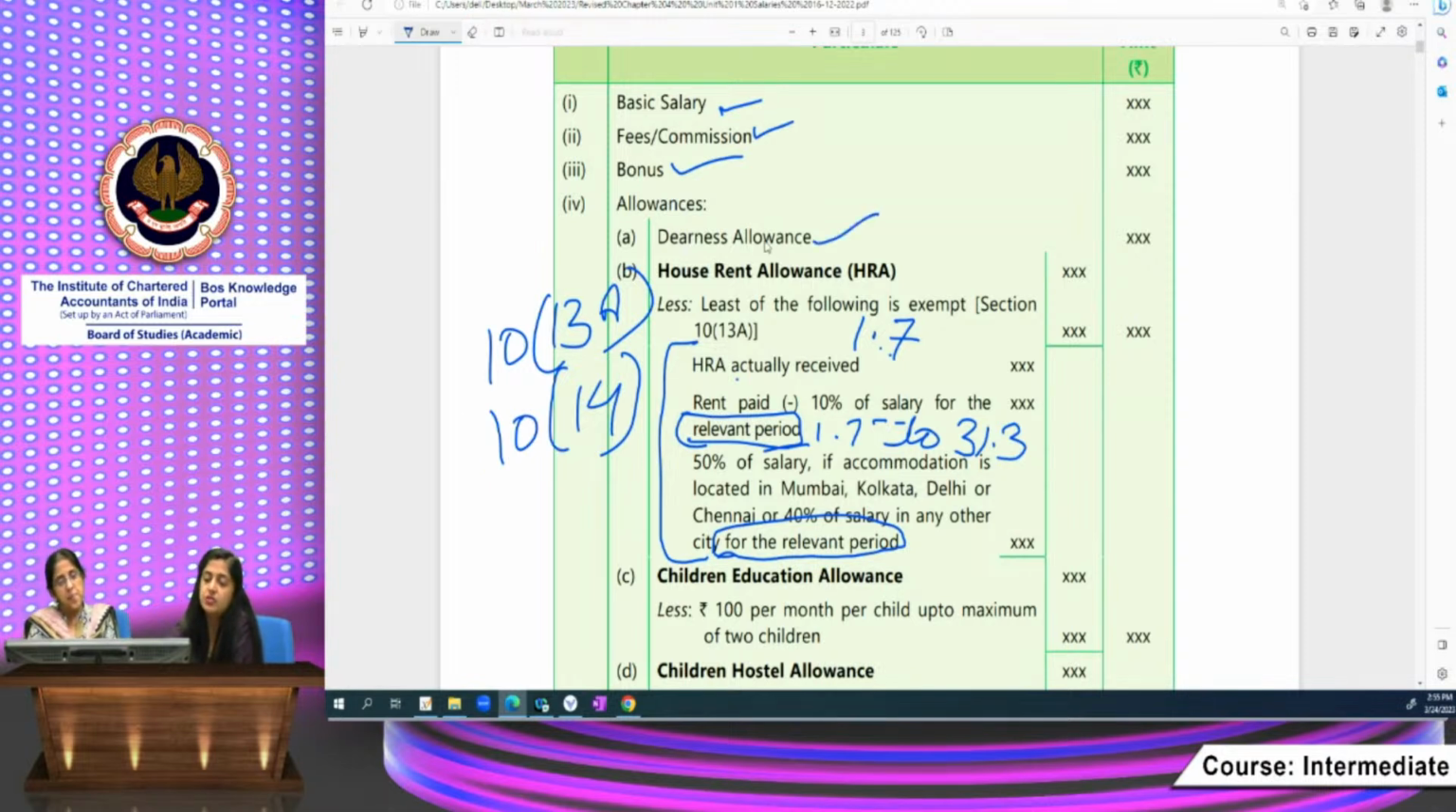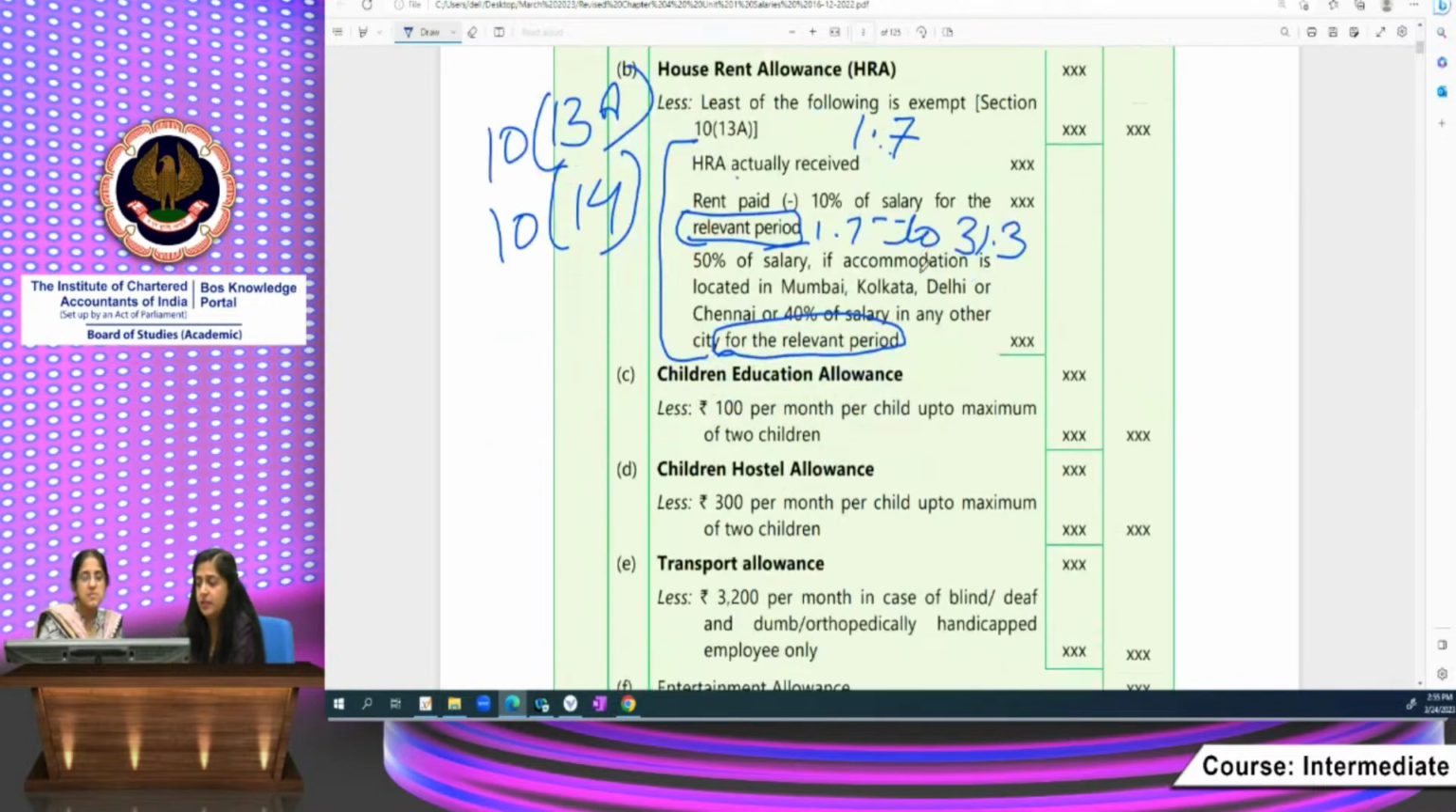Regarding the DA, there is no deduction or exemption. It's completely taxable. Children education allowance: you will get an exemption of rupees 100 per month per child, up to a maximum of 2 children. In this case also, you have to be very careful.